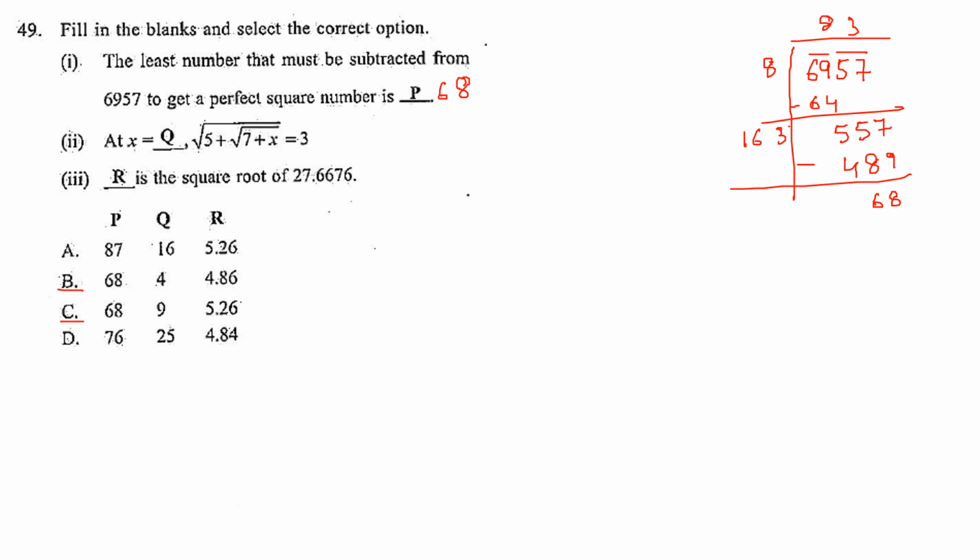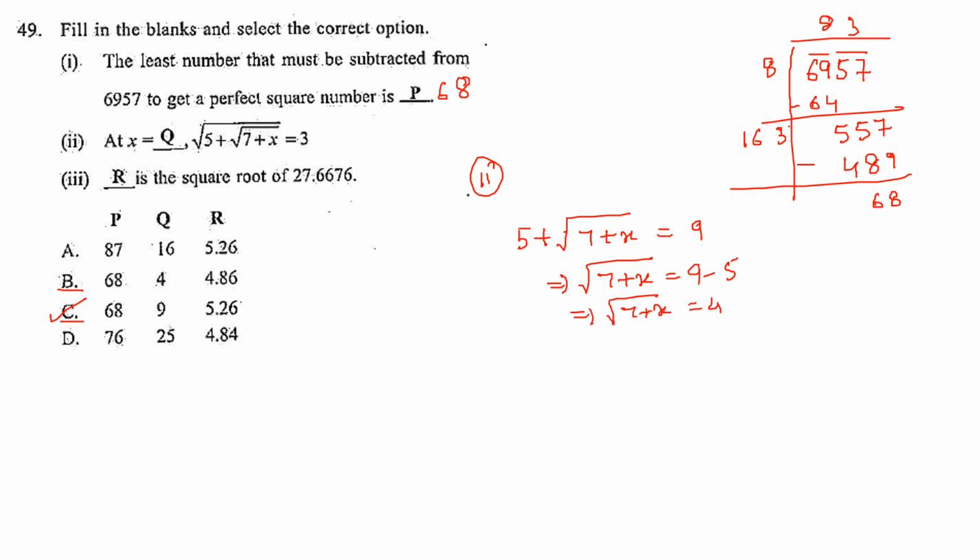But I want to solve all these in detail. So to solve the second part, what you have to do? You have to do squaring on both the sides. So when you do the squaring, it will become 5 plus root of 7 plus x, which will be equal to 3 square, which will be 9. And root of 7 plus x will be 9 minus 5. So root of 7 plus x will give me 4, and 7 plus x, further, you have to do squaring on both the sides. It will be 16. So the value of x will be 16 minus 7. And when you do 16 minus 7, you are going to get answer as 9. So from here only it is clear that your C is the correct option. But I'm going to solve all the three parts also.